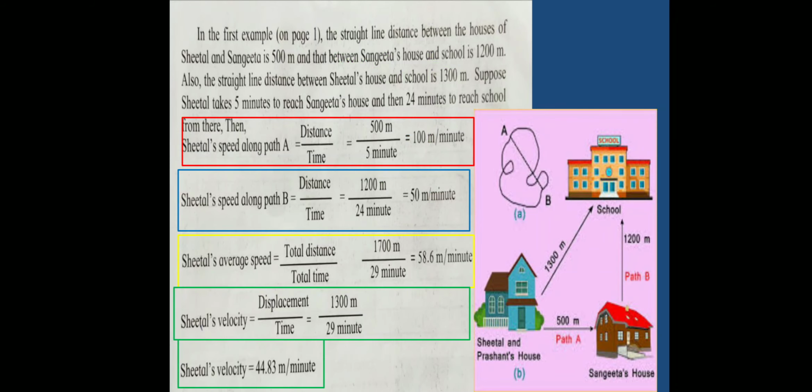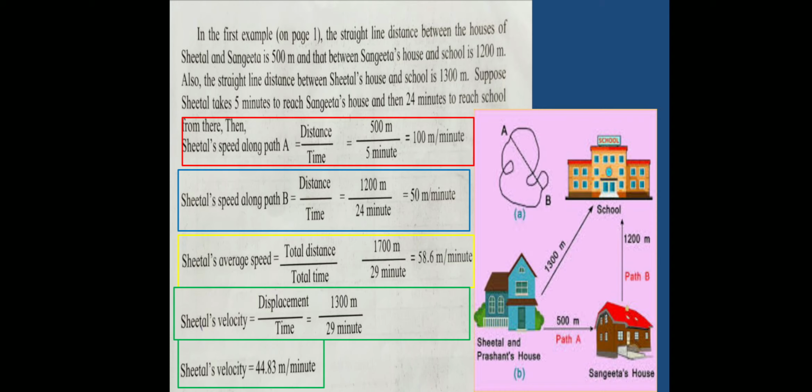Let's have one example which is given in your textbook: how to calculate distance, speed, average speed and velocity. See children, the example is like that. The distance between the houses of Sheetal and Sangeeta is 500 meter. This is path A, you can see in the diagram, written in red, path A.